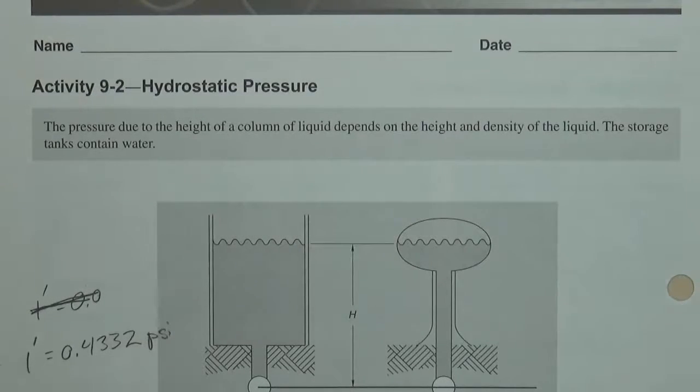We're going to talk about activity 9-2, hydrostatic pressure. So I'll just read it here. The pressure due to the height of a column of liquid depends on the height and density of the liquid. The storage tank contains water.